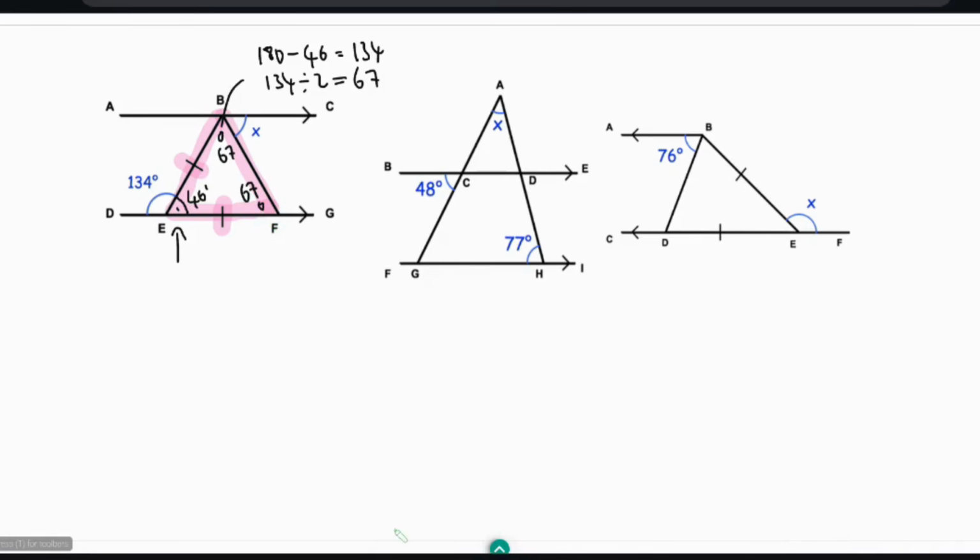And then we have an alternate angle. So this angle here is the same as x. So x is 67.